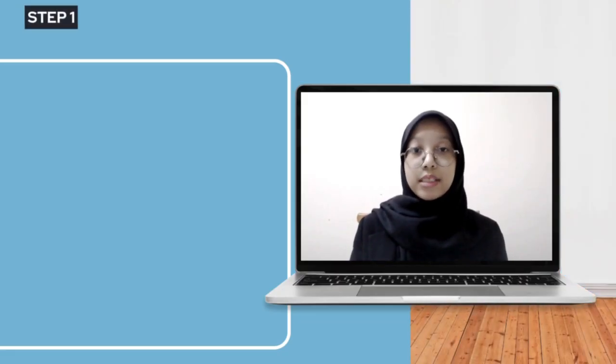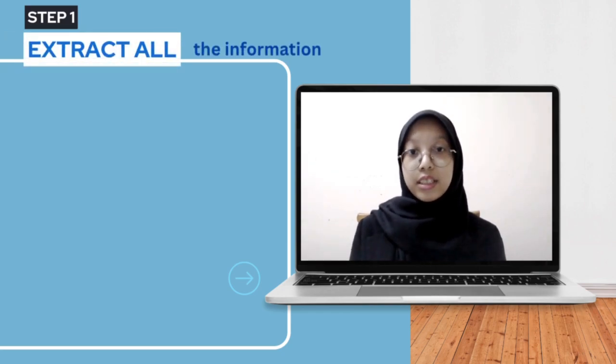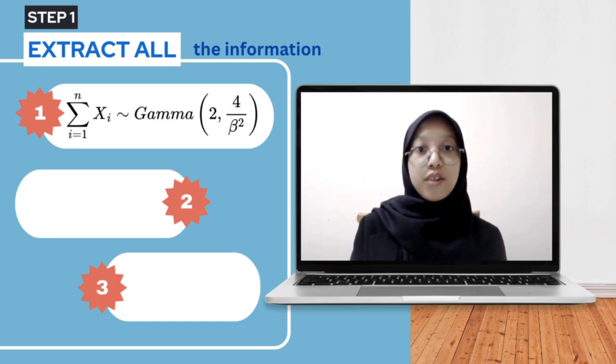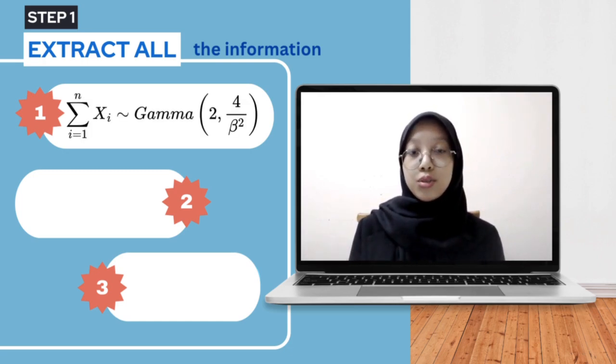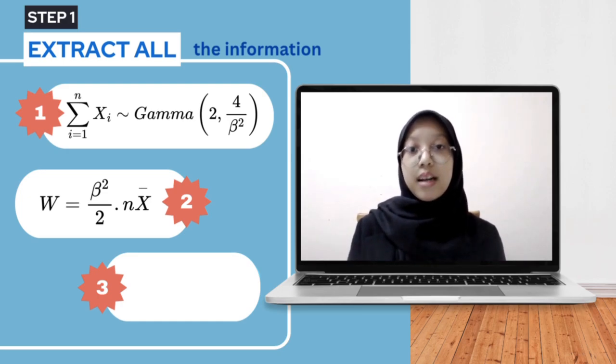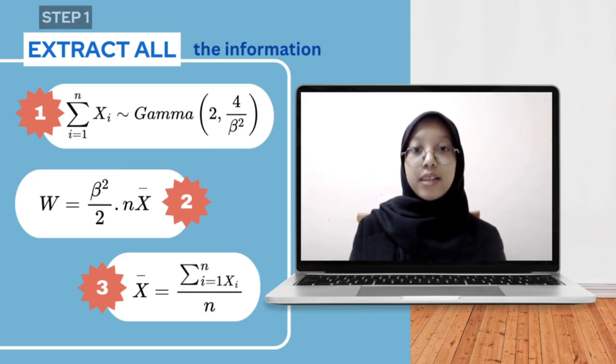To answer the question, step 1, we need to extract all the information given in the question. From the question, we can see there are 3 important pieces of information. The first one is that Xi follows Gamma(2, 4 over beta squared). The second one is that W equals beta squared over 2 times n times X bar. And lastly, X bar equals the summation of Xi over n.